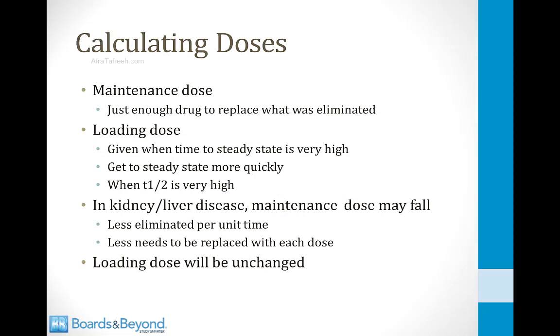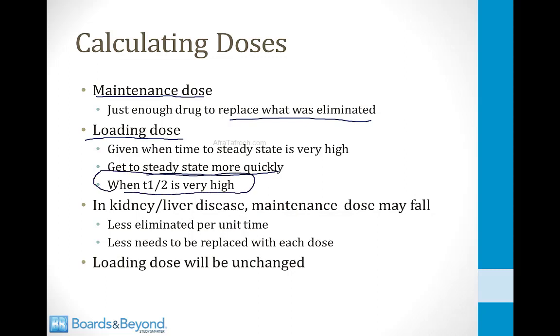The first thing you need to know is that there are 2 types of dosages we talk about. First is called the maintenance dose, and that's a dose that's just enough to replace what was eliminated. In the example I just showed you on half-lives, that would be the 10 milligrams. And we want to get to steady state where we're replacing the 10 milligrams that gets lost with each half-life. A second type of dose that's sometimes administered is called a loading dose. And this is given when the time to steady state is very high. You'll give a very large dose for the first dose to get the concentration in the body up very high, and this will get you to steady state more quickly. And this is something you can do when the half-life is very high for a drug.